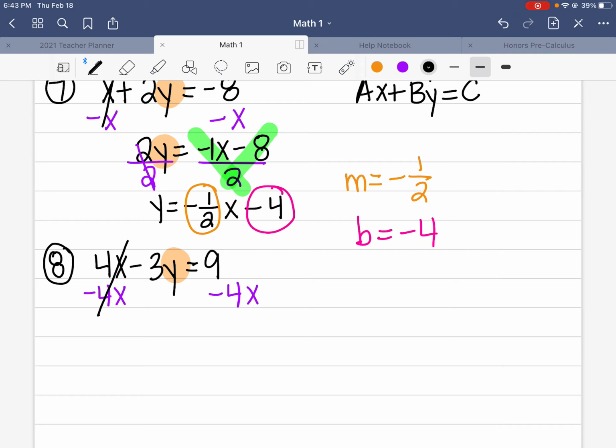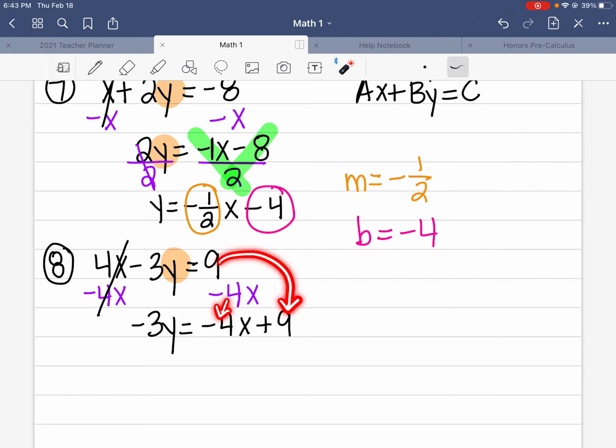So you're still using some of those same properties as you're solving, just like we did with literal equations and regular equations. Do not forget this negative right here. You've got to make sure you bring it down. So this is going to be negative 3y. Make sure you write your x first, so negative 4x plus 9. We brought down the negative 3y, we put the negative 4x first, and we brought down the 9.